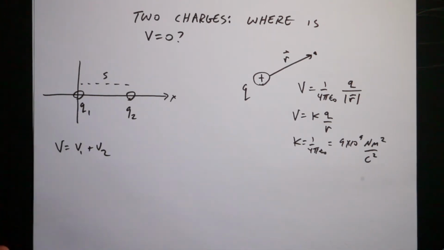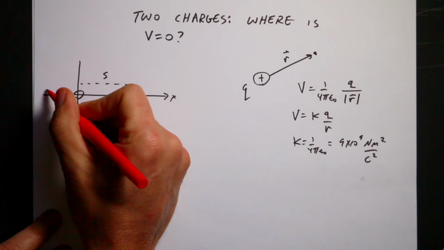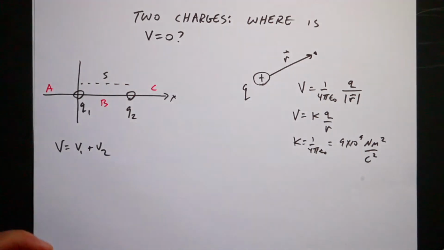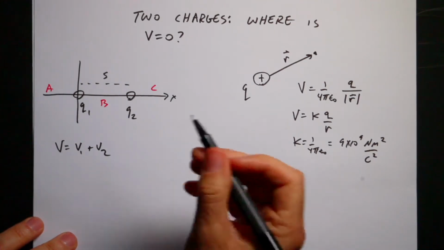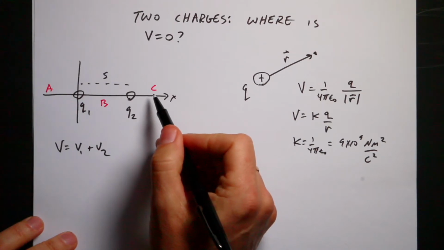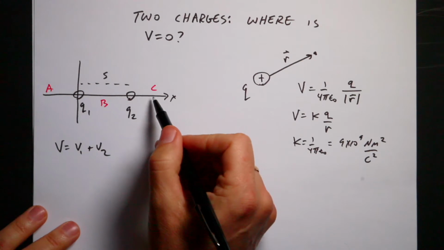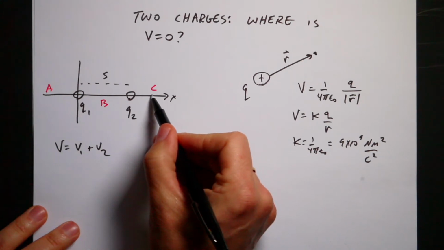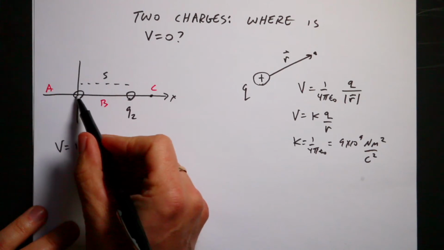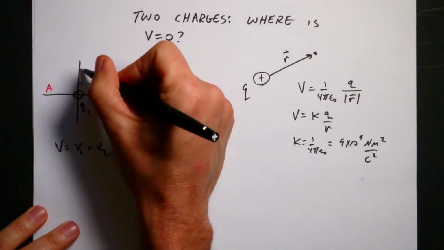So here I have three regions. Let's call these A, B, and C. Let's start with region C, because C always gets messed up because it's last, so let's put this one first. If I want to be right here, and these charges are a distance s away, let's call this point the value x.